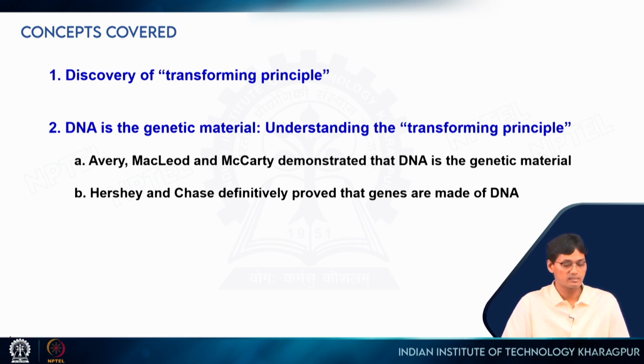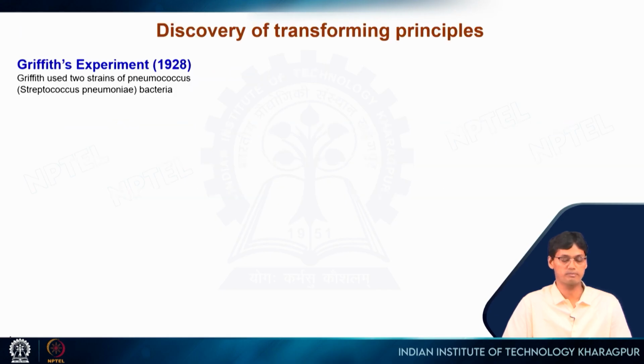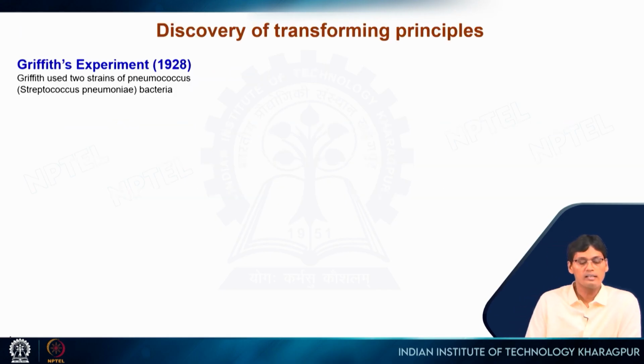The first one is the discovery of the transforming principle. This is a very exciting and important experiment. As all of us know, in 1918 there was the Spanish flu. During that time, more than 100 million people died because of it, roughly 5% of the world population. And scientists across the world were trying to develop some kind of therapeutics.